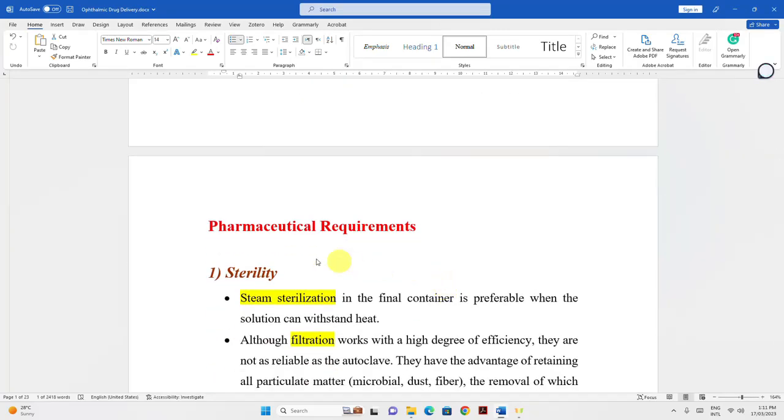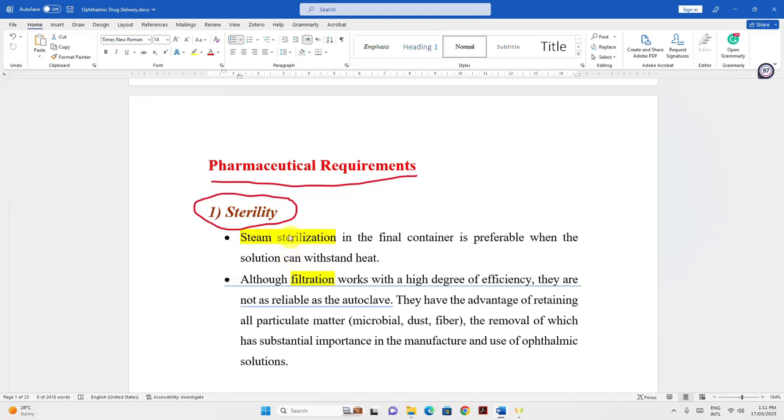Now, regarding the requirements, because I told you that ophthalmic preparations will need to have some requirements. There are requirements in this preparation. It's not like simple solutions or any oral solution. The first requirement is sterility. This preparation must be sterile. So you remember parenteral products, they also must be sterile.